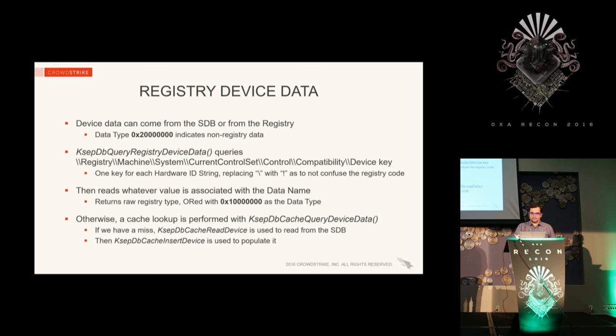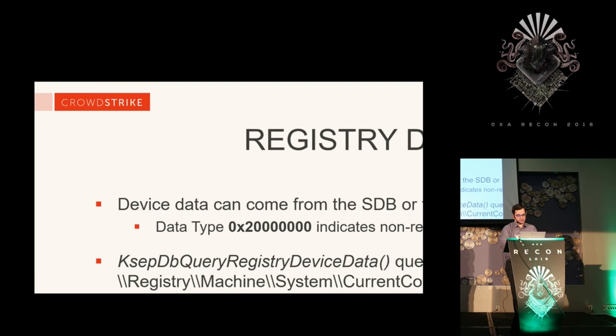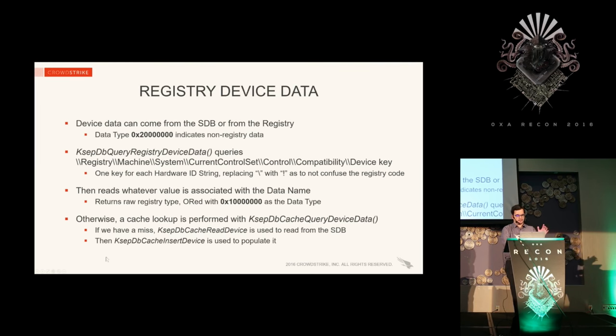come from the registry. And in the registry, you basically have this regkey: registry, machine, Windows, system, current control set, control, compatibility, device. And you take a hardware ID, which is like USB, ampersand, some number, slash, bus, ampersand, some number. You replace all the slashes with bangs. And if there's anything in there, that means there's device data for that device path, for the hardware ID.